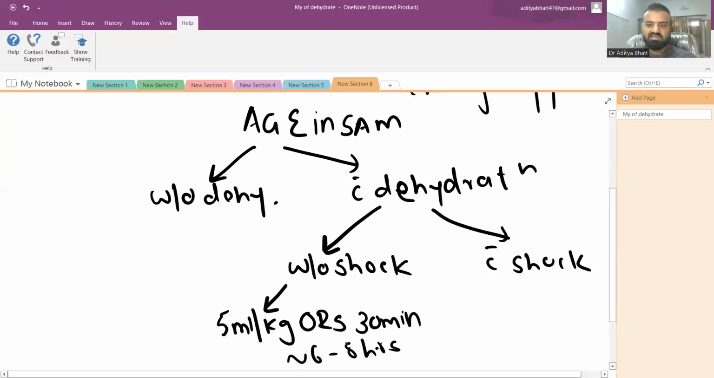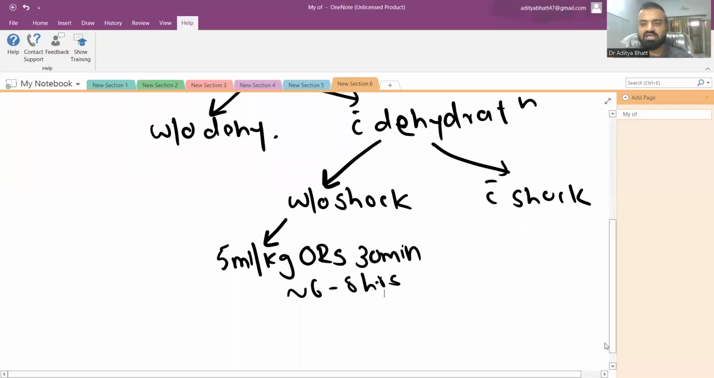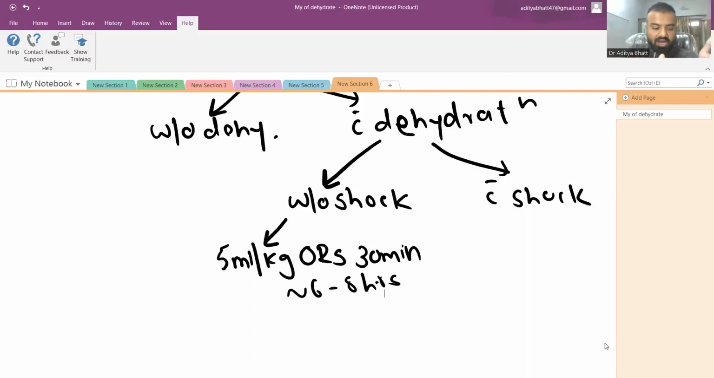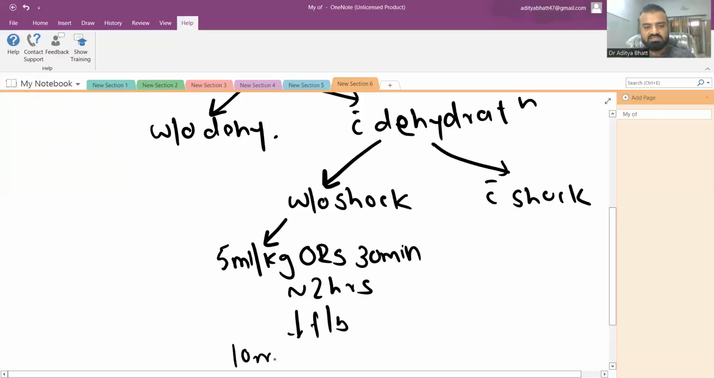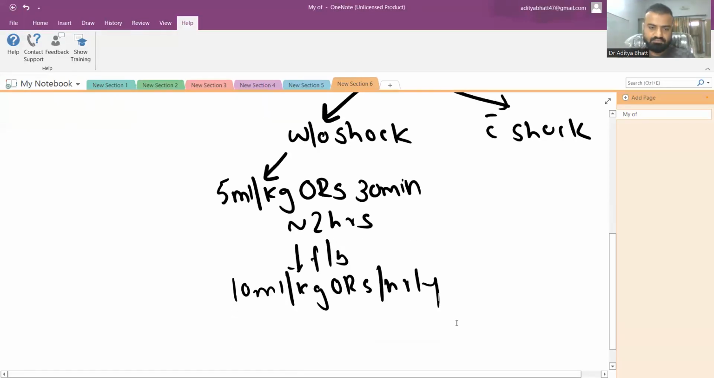Okay, and after 10 hours, you can give alternate feed, and you have to start F75, because again, ORS does not have enough dextrose to fuel the body's metabolic rates. So once the child is stabilized, for the first 2 hours you give 5 ml per kg, followed by 10 ml per kg ORS hourly for 10 hours. But then you have to alternate it with F75, because if you calculate the dextrose content in ORS, it is lesser. So this is how you have to manage.